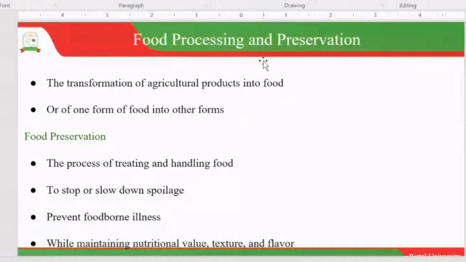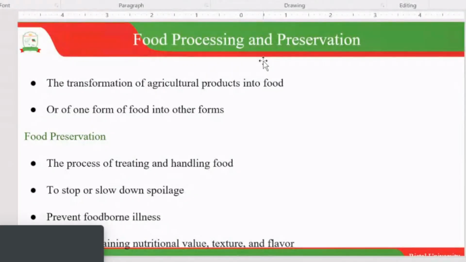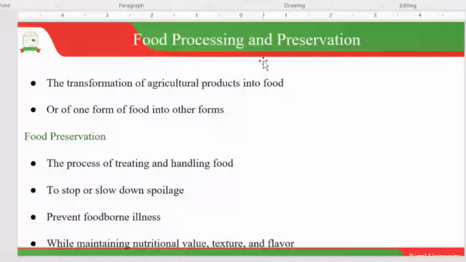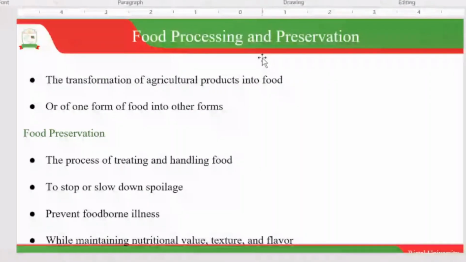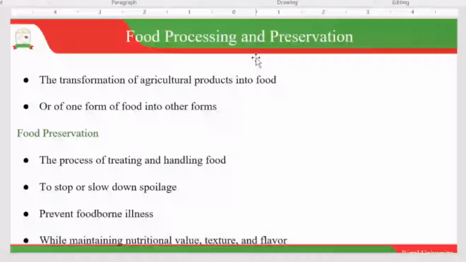So, as the name suggests, we are going to be looking at food processing and also food preservation. And when we talk of processing, we are looking at the way of transforming these agricultural products into food. And we know the agricultural products, these are the ones we get which we rear our animals and etc.